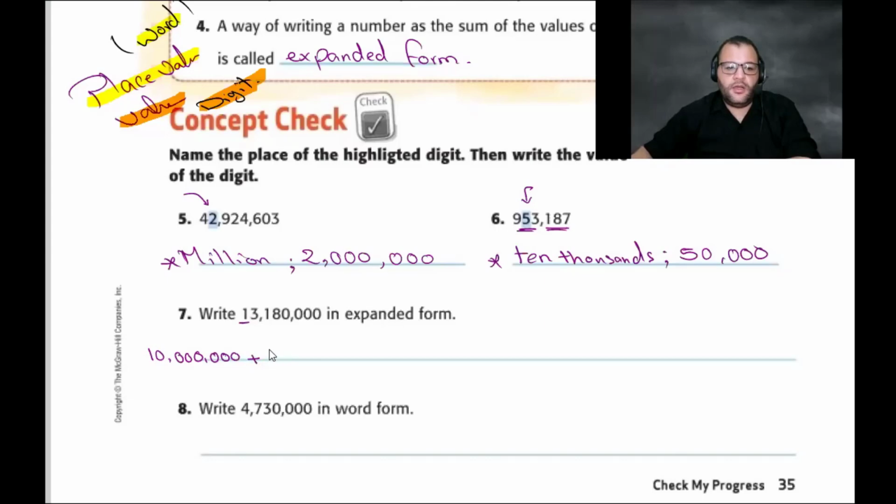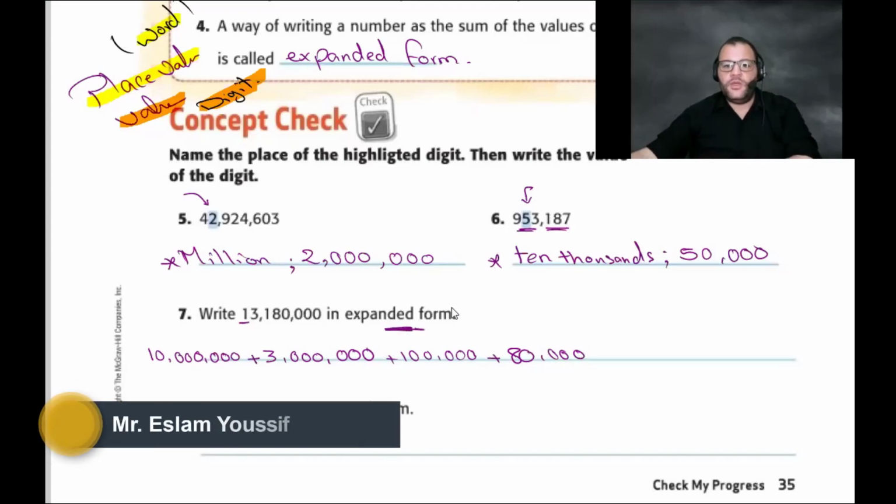Plus 3 million. Yes, 3 million. Okay. Plus 100,000. Yes, 100,000. Plus 80,000. Yes. That's called expanded form. This one is called expanded form. So, Jed, can you solve the next one?